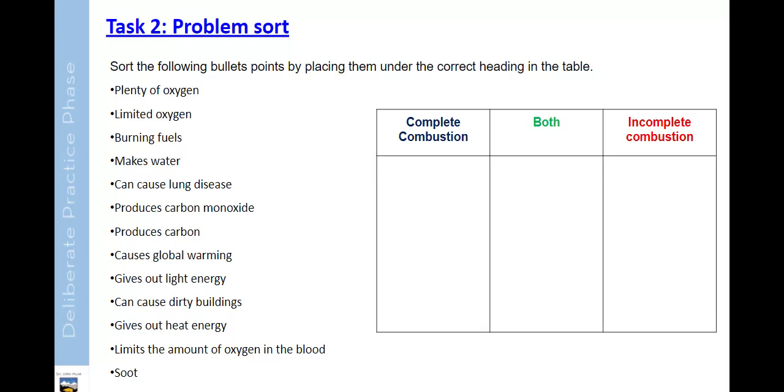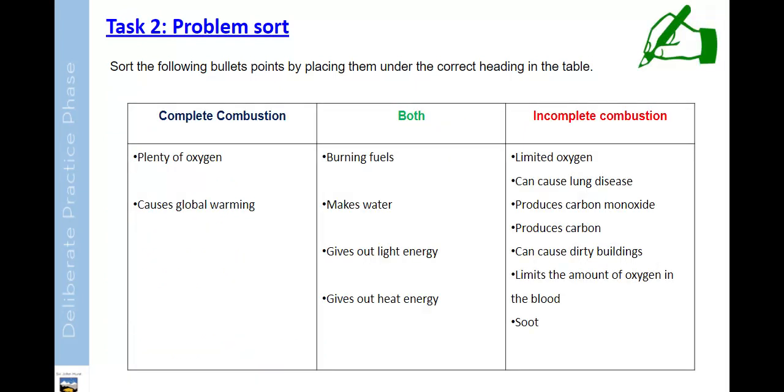Okay, so the answers are as follows. So both of them burn fuels, both of them make water, both of them give out heat and light energy.